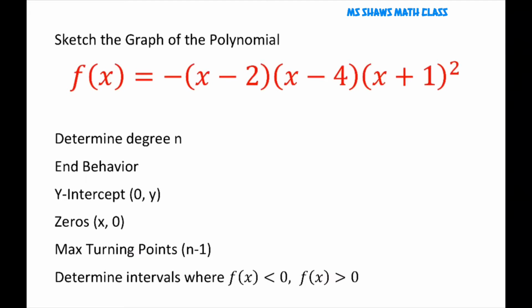Hi everyone, we're going to sketch the graph of this polynomial and first fill out some information. We're going to first determine the degree of this polynomial. It's not in standard form, and we don't have to write it in standard form, so we're just going to add up these. We have 1 plus 1 plus 2. These are the multiplicities. That equals 4. So our n is 4, and that's an even number.